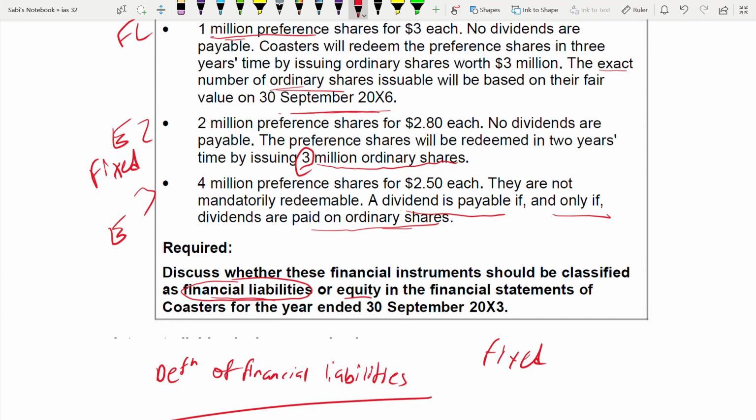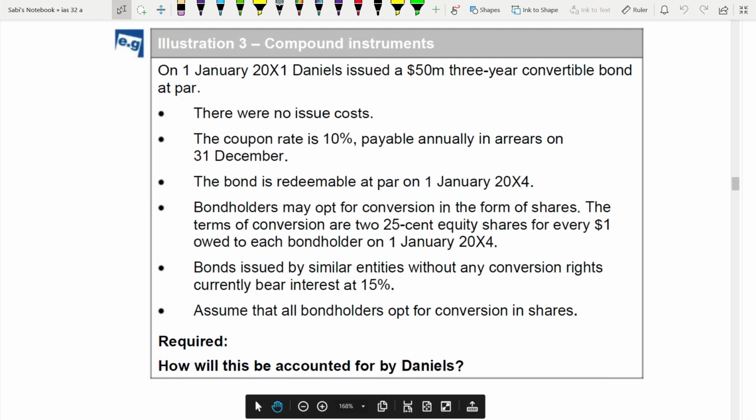So now we'll be moving on to the next question. Illustration 3, compound instruments. How are you going to account for this? You have been given a 3-year convertible bond of 50 million. There were no issue costs. Coupon rate is 10%, payable annually in arrears on 31st December. The bond is redeemable on 1st of Jan 2004. It's a 3-year bond, right?